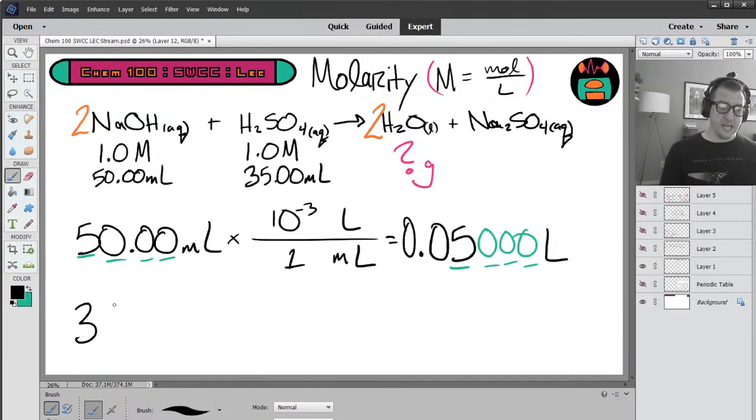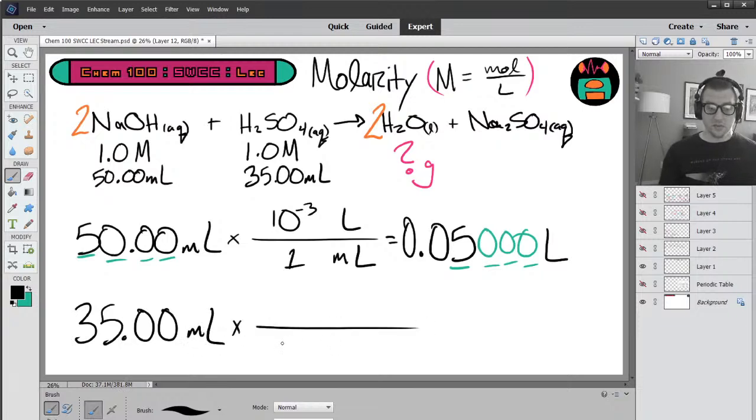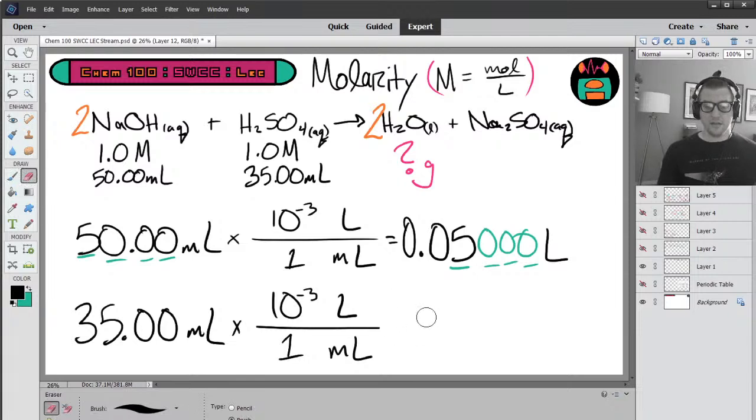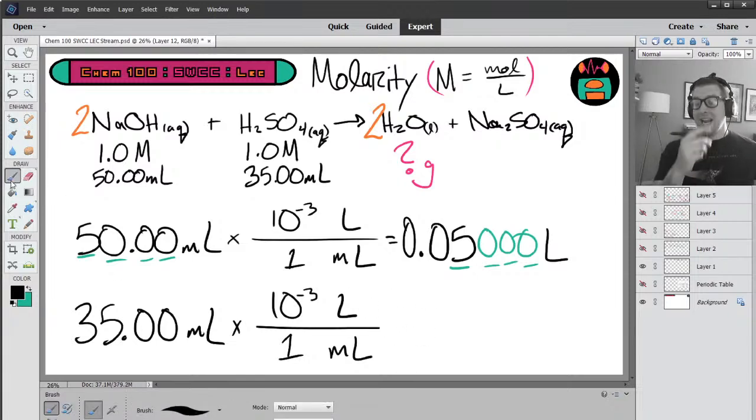When we perform the same unit conversion for 35 milliliters, we'll see that a nearly identical answer arises. So you punch this into your calculator. Your calculator will tell you it's 0.0.